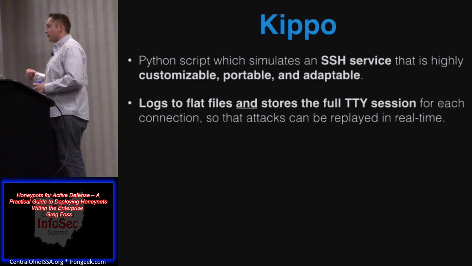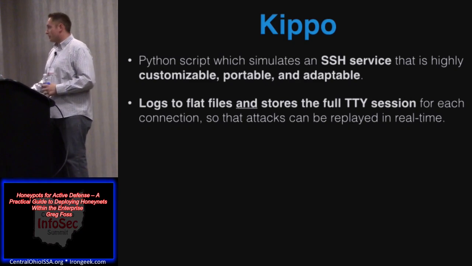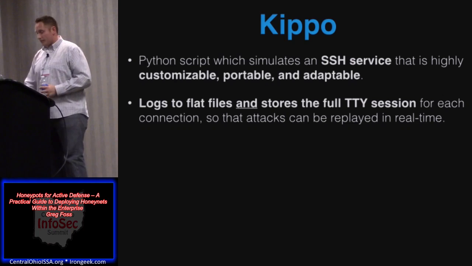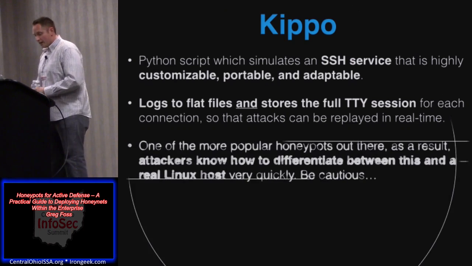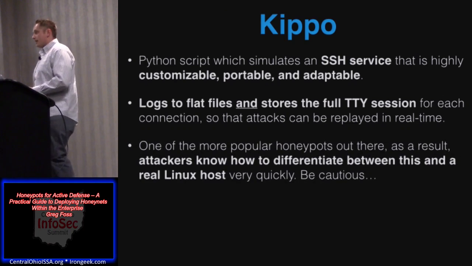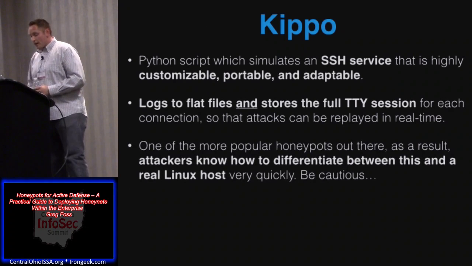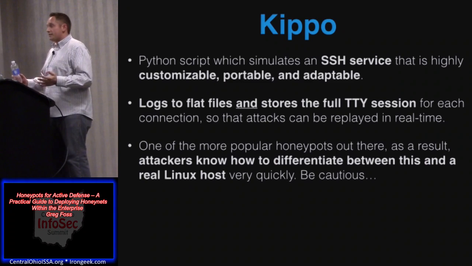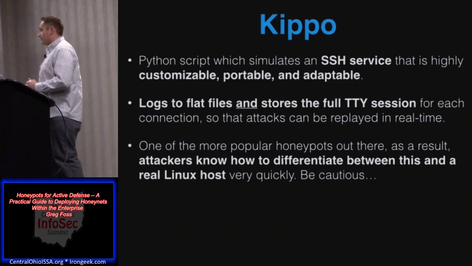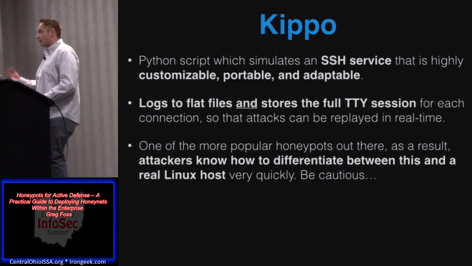So it lets you know if you're hit by a bot, or you're hit by a real person, and a lot of other really key details. And it is one of the more popular honeypots. A lot of researchers use this and have it exposed directly to the internet. For that reason, a lot of attackers already know how to differentiate between a Kippo honeypot and a real system.